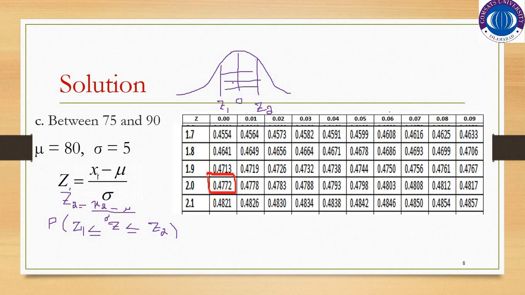So I am leaving this question here up to you. So what will be the probability Z1 less than Z less than Z2? This will be your practice question. So let's calculate it and find out what will be the probability.